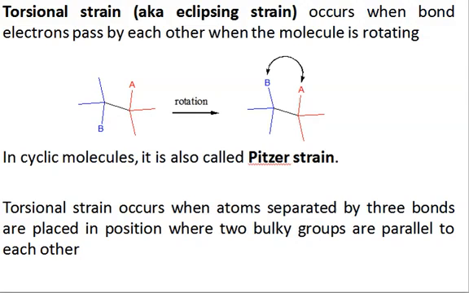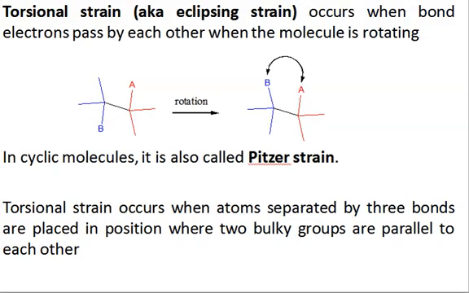Now we have a third type of strain, known as torsional strain. It's also known as eclipsing strain, right? Whether it's called torsional or eclipsing strain, it occurs when bond electrons pass by each other when the molecule is rotating. Suppose we have two bonds, and each bond has two electrons. If a bond is rotating, the electrons in it are also moving. So if two bonds move past each other, the electrons of the bonds are passing by each other right here.